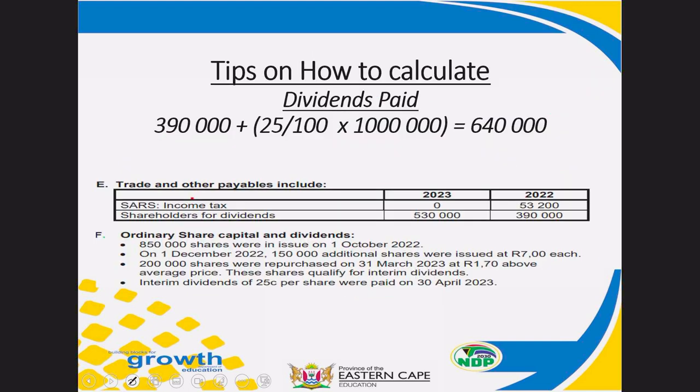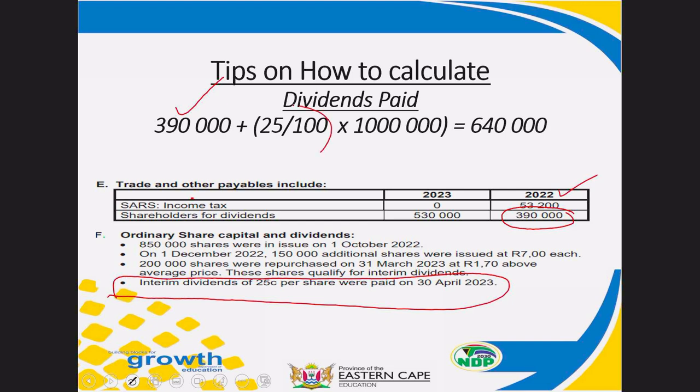Here's an example that I've used. Opening balance here, 390,000, which is from the previous year, 2022. Then we have to add the what? The interim dividend of this year. You will see it's not given, there's an adjustment. You will then have to use this adjustment here at the end where it states interim dividend of 25 cents per share were paid on the 30th of April 2023.